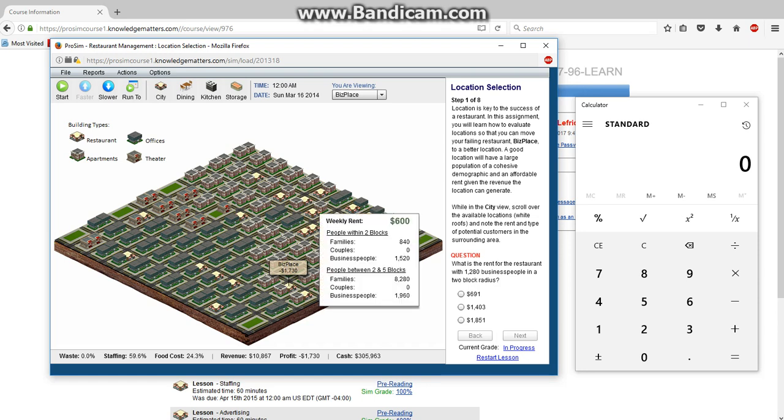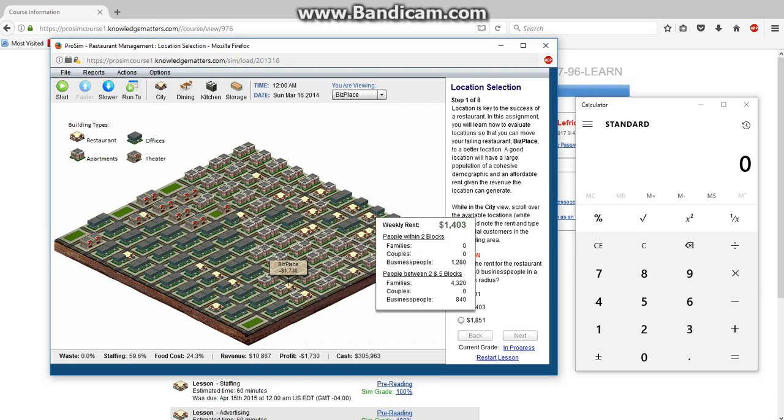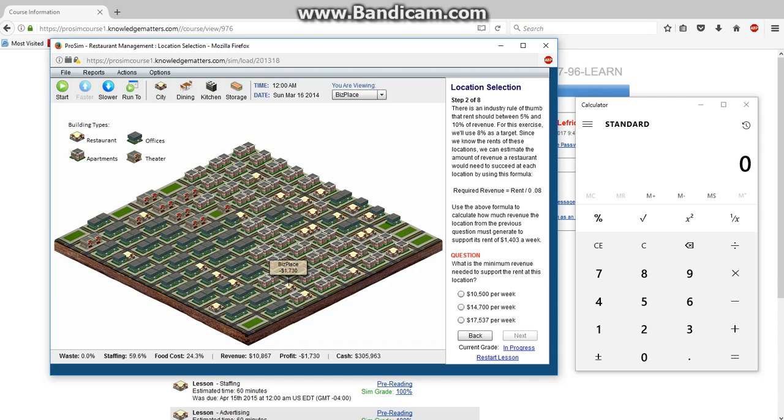So you go to any restaurant, this one weekly rent is 600. It has 1,520 business people within 2 blocks and 1960 between 2 and 5 blocks. So you go to this one, the rent is 1,403, and we have 1,280 business people within 2 blocks. So the rent is 1,403 for a restaurant that has 1,280 business people within 2 blocks. Go to the next question.